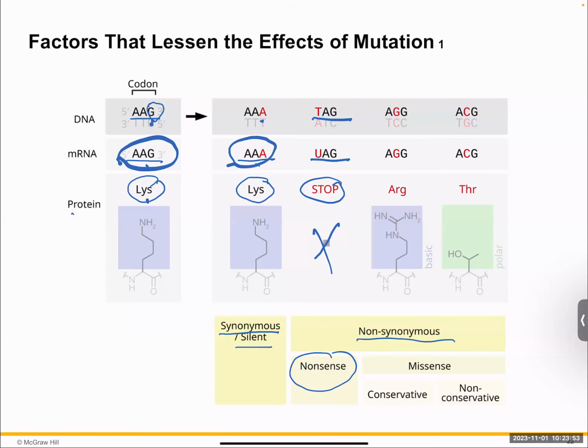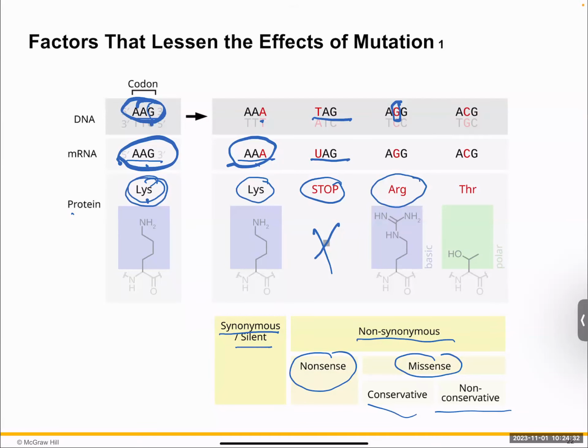The other type of non-synonymous point mutation that we have is a missense. So missense can be both conservative or non-conservative. What does that mean? So let's take the first example. If you have a conservative missense point mutation, you are taking, let's say, AAG again and replacing the A with the letter G. So instead of AAG, now you have AGG, and your original amino acid lysine has now changed to arginine.